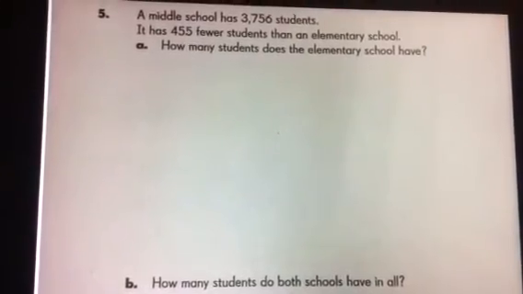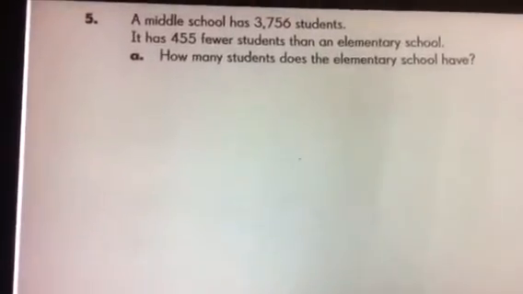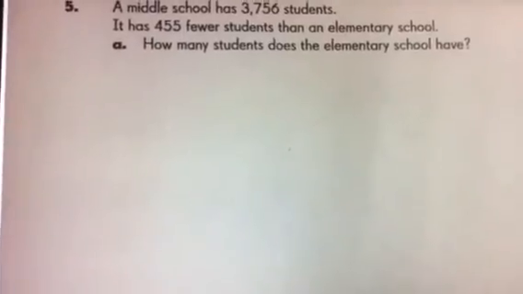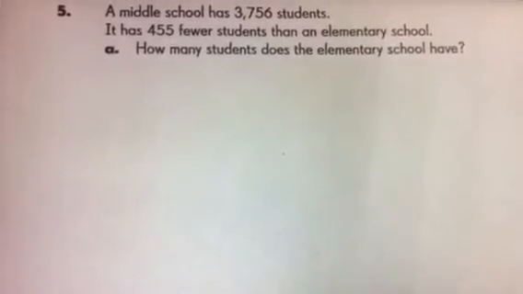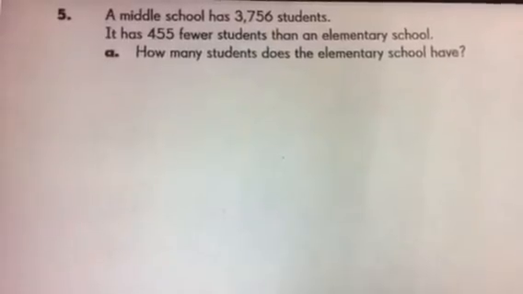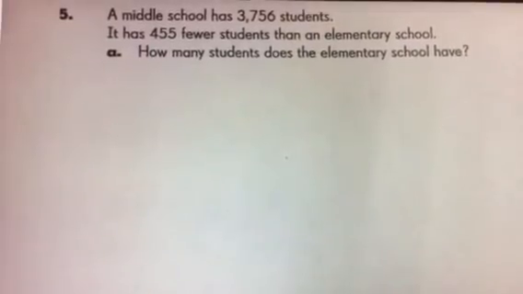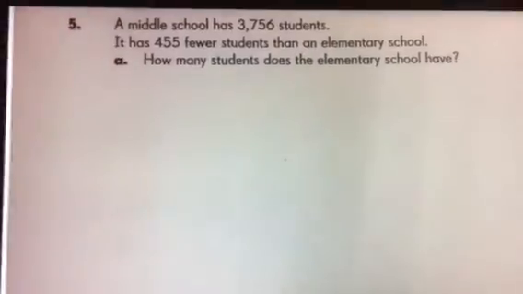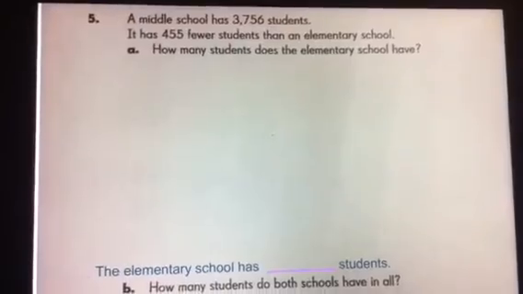So let's move ahead and do another one, because I think we need to really practice when to use the comparison bar model and when to use the part-whole. Now you do know that when I say comparison bar model, it's the two separate bars that I show, and then the part-whole is the one bar that I draw. So let's go ahead and do this one. A middle school has 3,756 students. It has 455 fewer students than an elementary school. How many students does the elementary school have? So the answer statement is the elementary school has blank students.